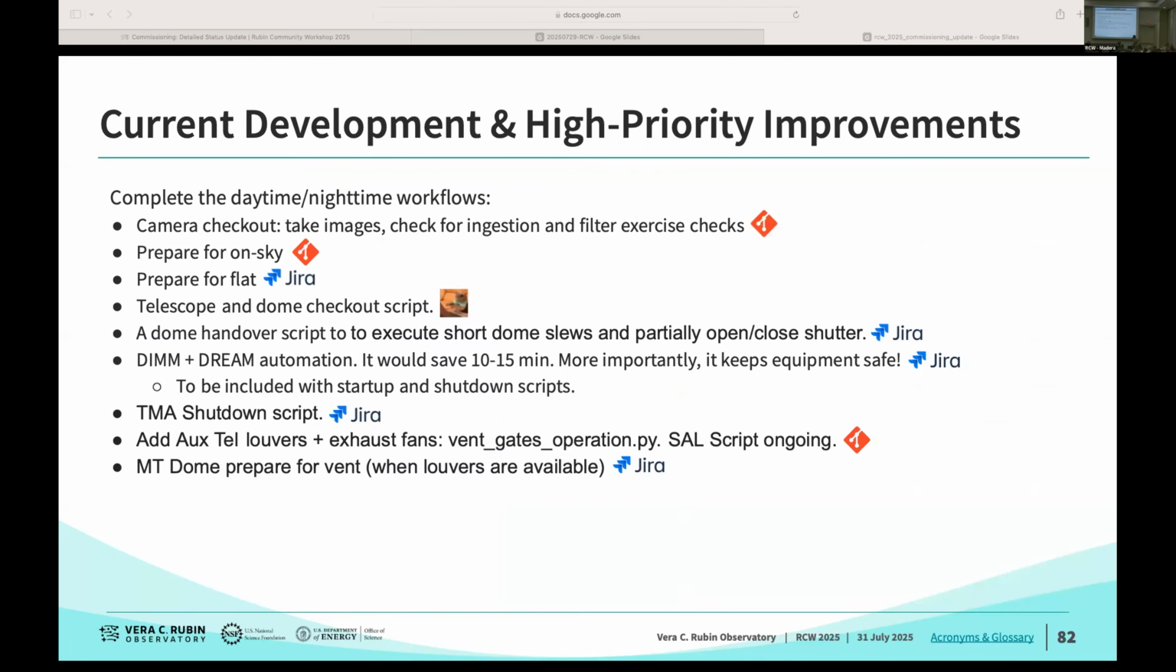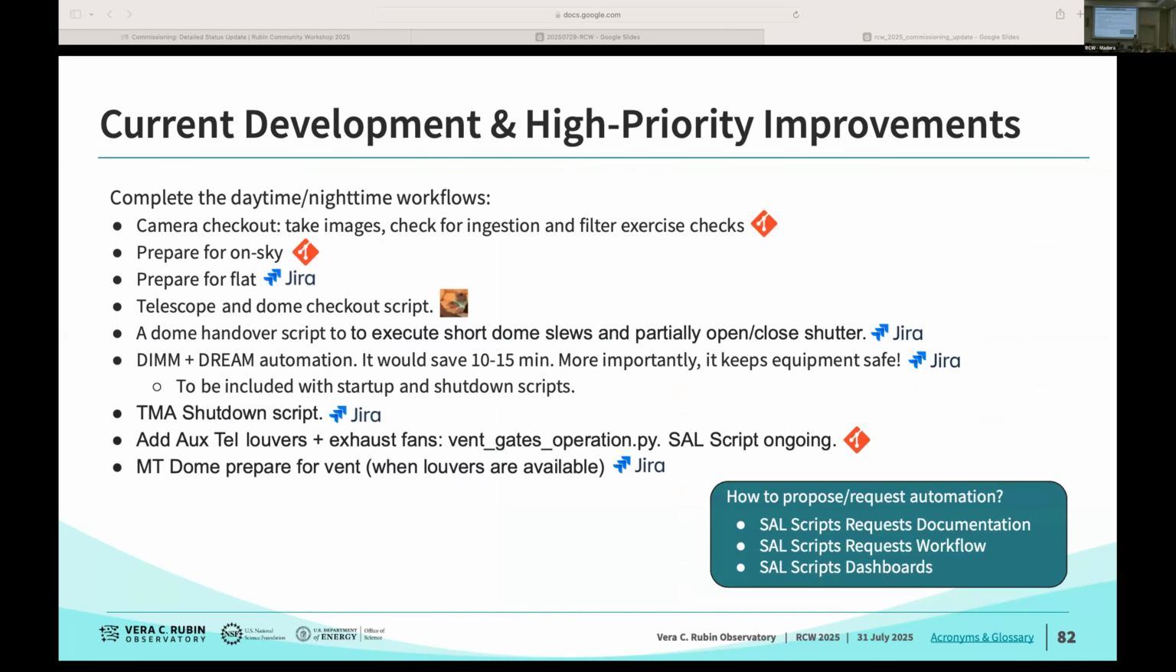And right now we are still working on a couple of them. For example, the camera checkout, there is a pull request open, prepare for on sky, pull request open. We are just about to finish these ones. The other one with the Jira means that we have tickets for them, but we are still not working on them. Someone is now working the telescope and DOM checkout script.